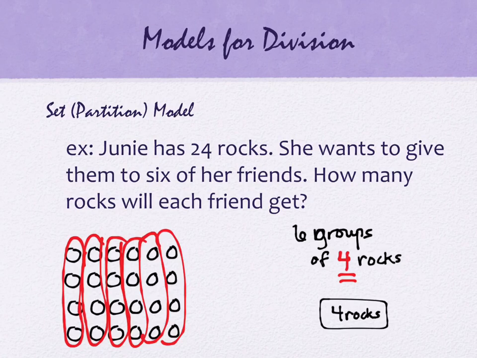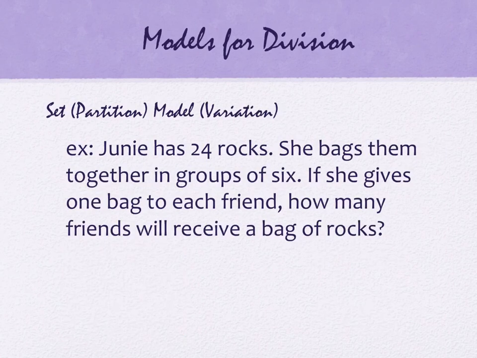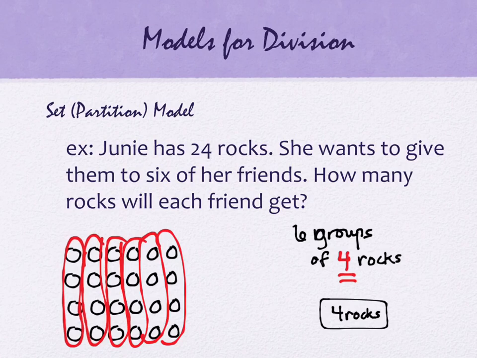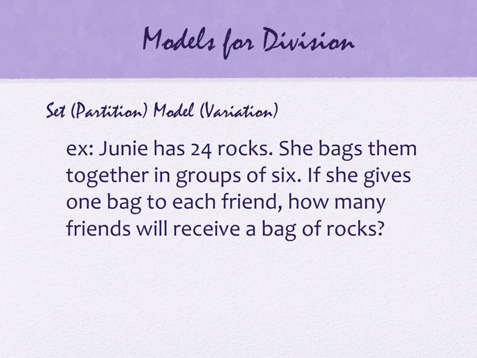There's another version of a set partition, and the language does change a little bit. Junie has 24 rocks. That part didn't change. She bags them together in a group of 6. So now it doesn't say she has 6 friends. She's making groups of size 6. Can you picture that? So each group is going to have 6 in them now. If she gives one bag to each friend, how many friends will get a group of 6 rocks? Now that's a different question than we had before. Over here, we had a predetermined number of groupings or number of friends, right? Here we have a predetermined size of each group.